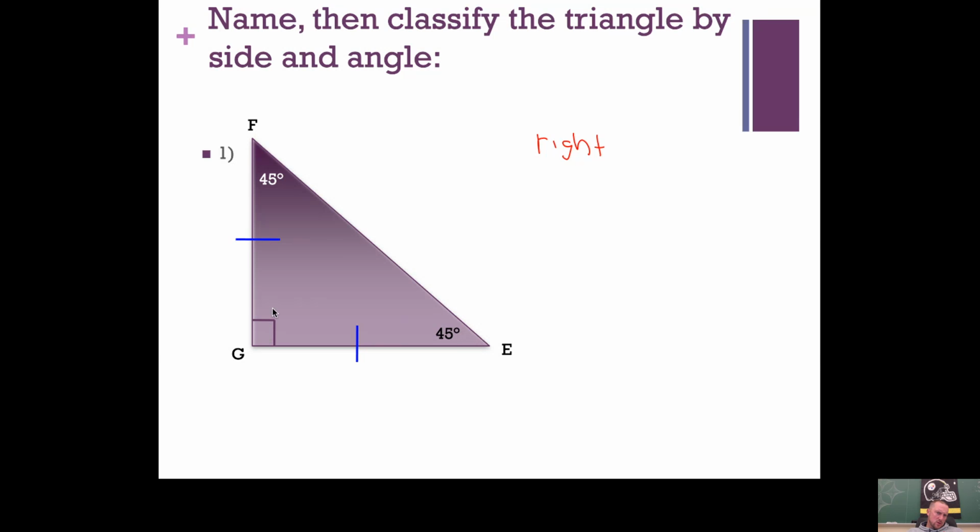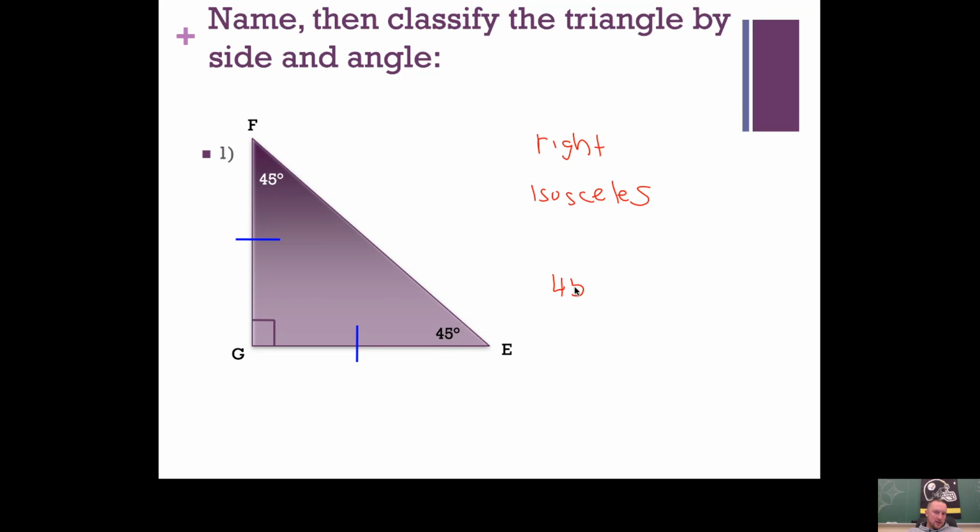Also, notice how two of the angles match. If two of the angles match, then two of the sides match. So it's also isosceles. You can call this a right isosceles triangle or an isosceles right triangle.